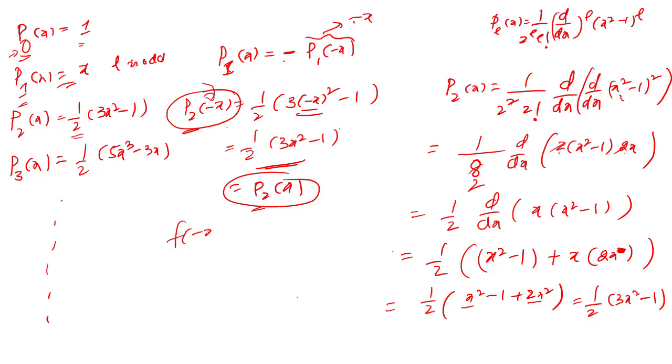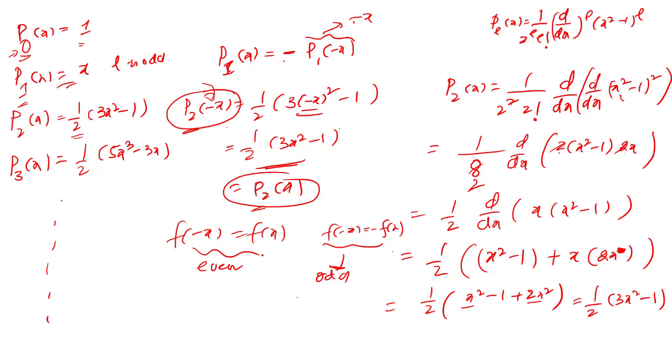So when f of minus x is equal to f of x, we call that an even function. And when f of minus x is minus f of x, we call that an odd function. Right? So we see that when L is even, we have an even function, and when L is odd, we have an odd function. Right?